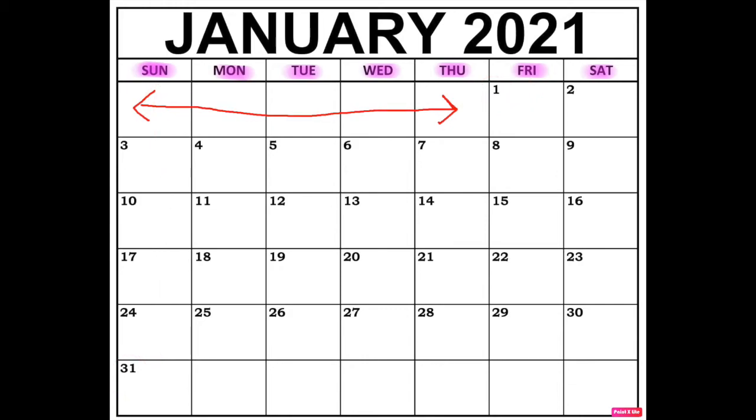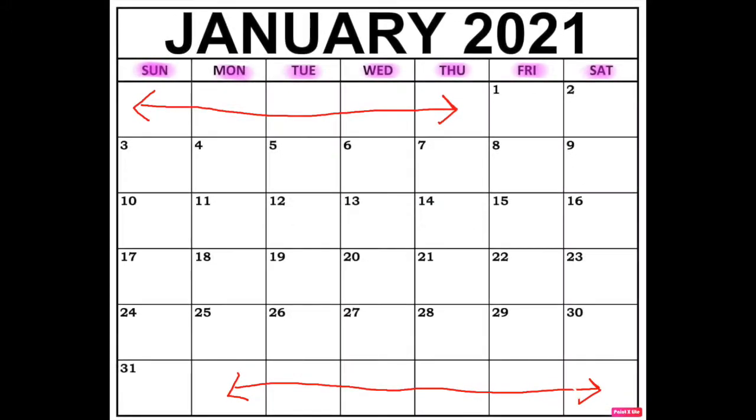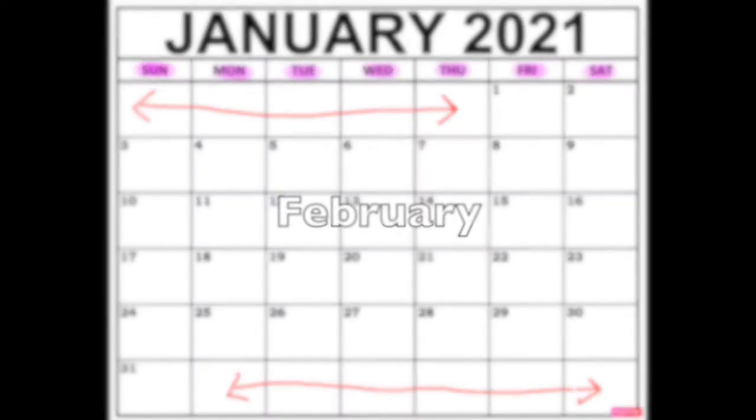Now you'll notice that the squares here at the beginning are blank, that they have no dates or numbers in them. And the same applies here at the end. All of these boxes are blank. Do you know why this is? Good. The days at the beginning that are blank belong to the month before January, which is December. And the days that are blank at the end belong to the month after January, which is February.